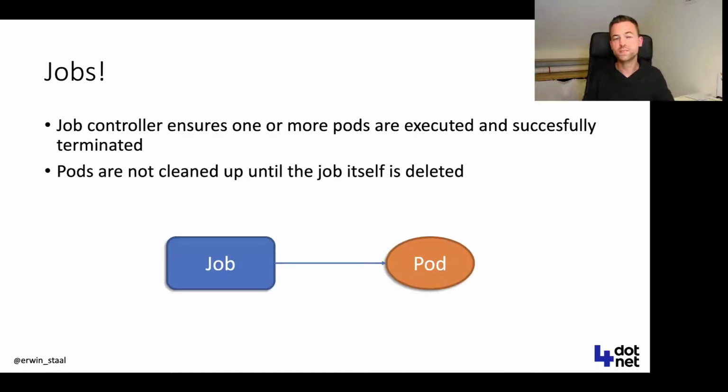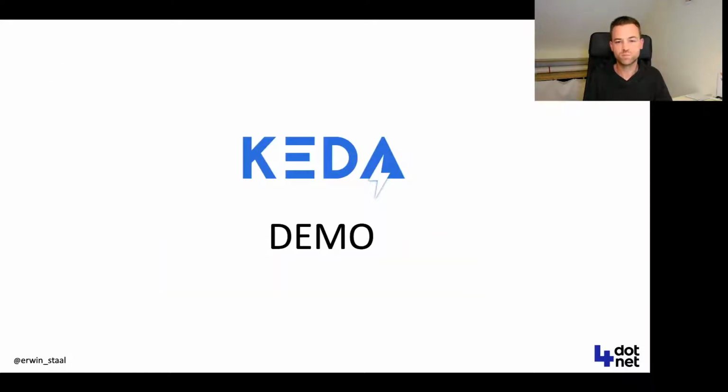So luckily, there is something on Kubernetes which is called a job. And with jobs also comes a job controller. And it's the job controller's job to ensure that within a job, at least one or more pods get executed and successfully terminated. And as long as that doesn't happen, the pods are not being cleaned up and jobs not being deleted, and therefore a machine cannot be restarted.